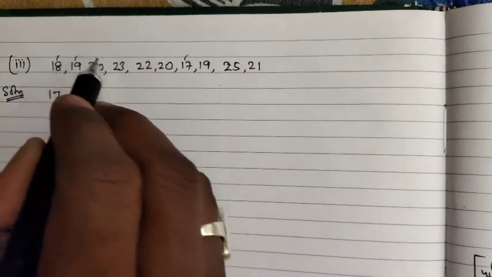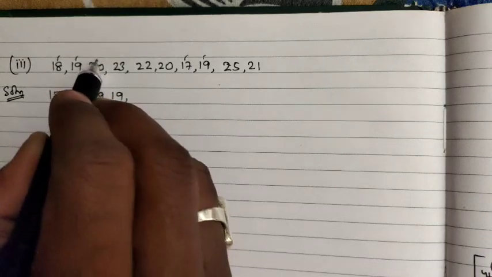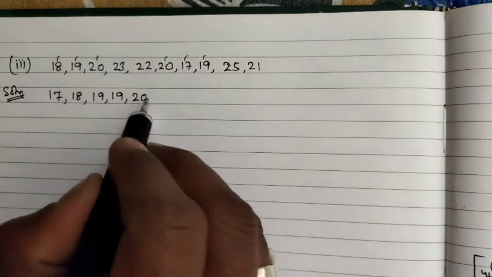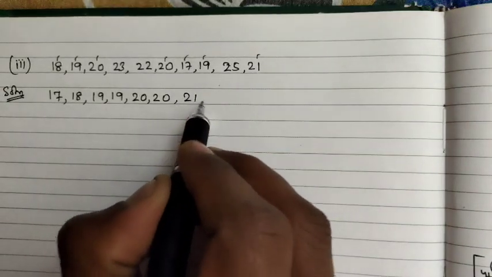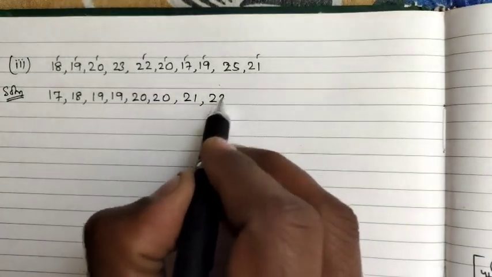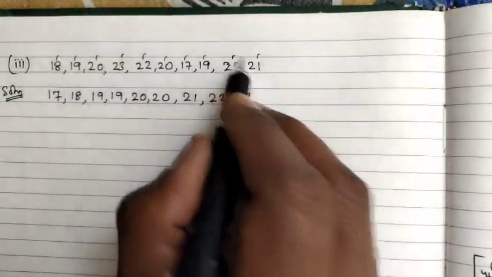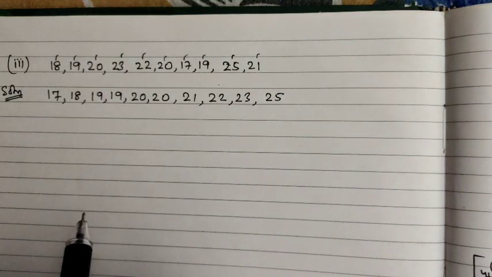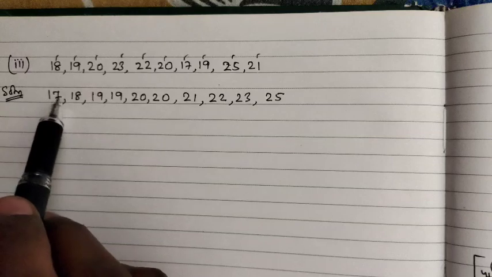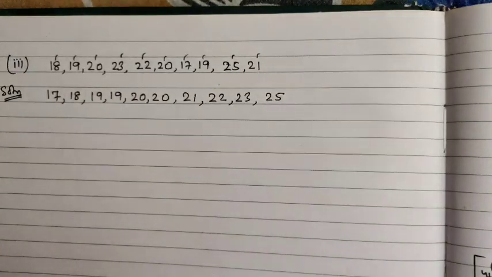Then after 18, 19 is there 2 times, so we will write 19 twice. Then 20 is also 2 times, so we will write 20 twice. Then 21 is there, then 22, then 23, and at the last 25. We have arranged the data in ascending order. Now we have to count the number of terms. 1, 2, 3, 4, 5, 6, 7, 8, 9, 10. The number of terms is 10.